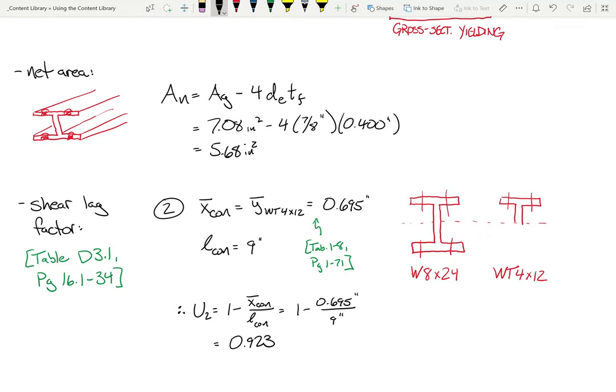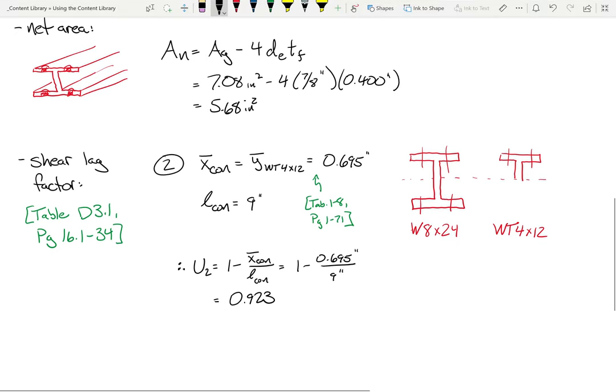Okay. All right. So let's go back to the very beginning. What did we say? Net section fracture. How do we compute the shear lag factor? We have 0.75 Fu net area times U. Well, wait. We haven't finished U yet because we have another case to consider, right? We said case 2, but what was the other case? Case 7. Let's look at case 7.